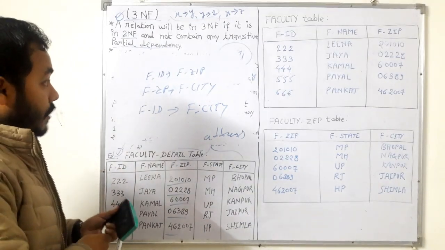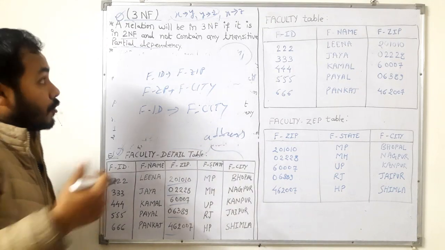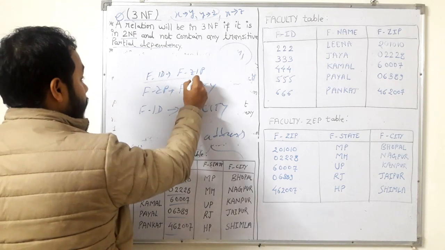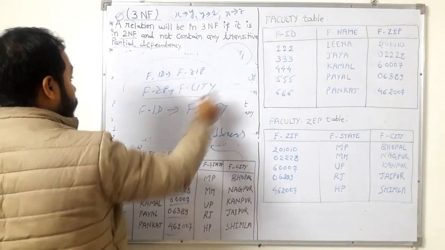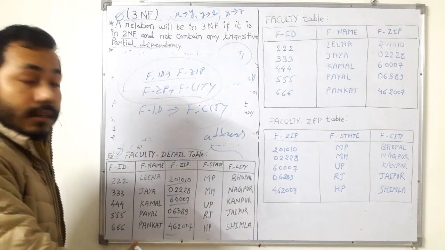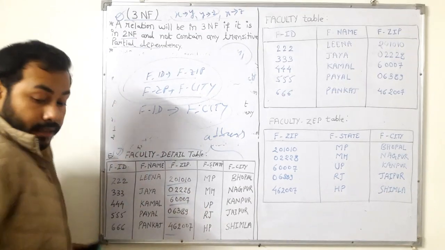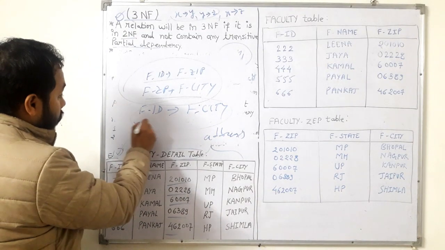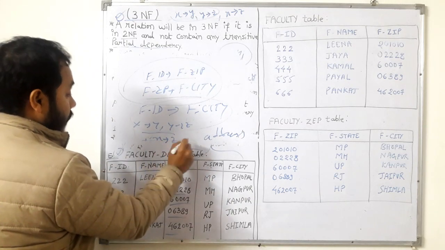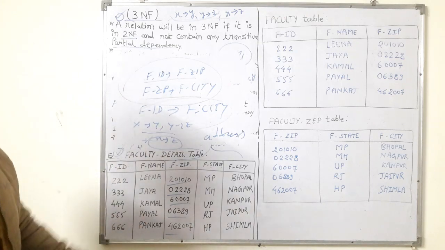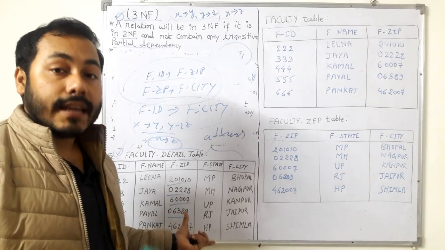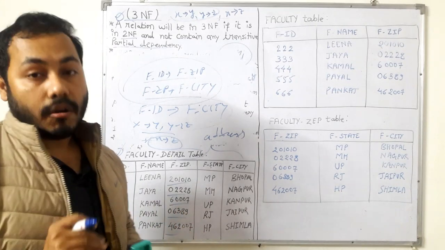Clear? So what happens? The first thing, as I have told you, that transitive dependency is clearly present here. See, FID implies FZIP, FZIP implies FCT, and this is also present, FID implies FCT, in this table, isn't it? So this means X implies Y, Y implies Z, these two exist, and then we got X implies Z also present in this table. So transitive dependency exists in this table. Hereby we can say that the table is not in third normal form.